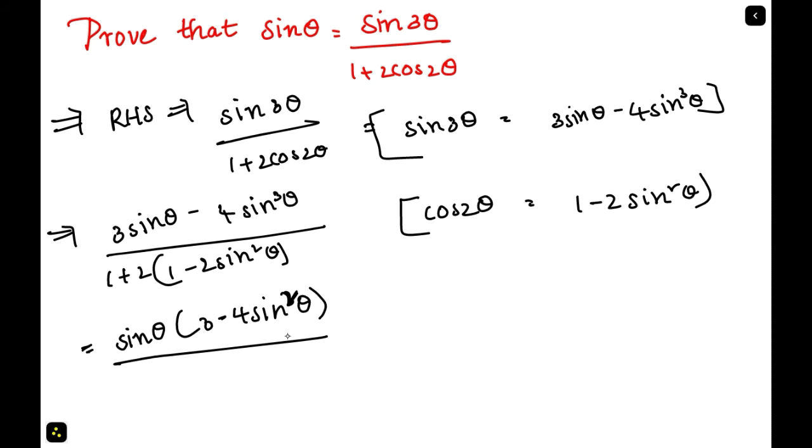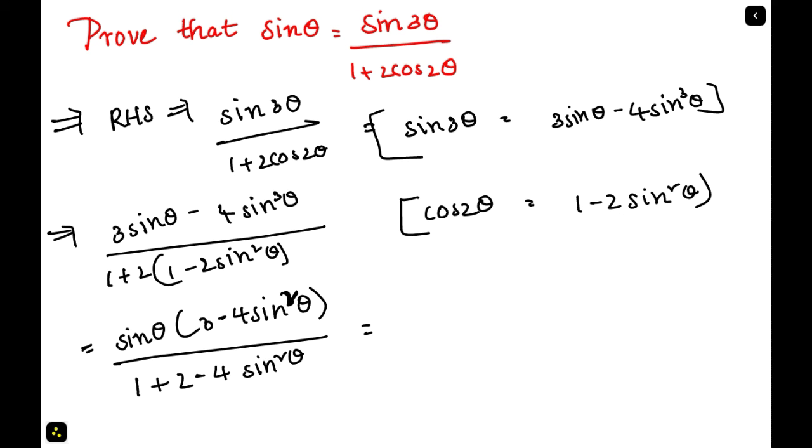So in the denominator, what we have to do is multiply this 2 inside the brackets. So what do we get? If you multiply this 2 inside the brackets, 2 ones 2, so we got 2; 2 times 2 is 4, plus 2 into minus 2, we get minus 4. So 1 plus 2 minus 4 sin square theta, we can leave it as it is.